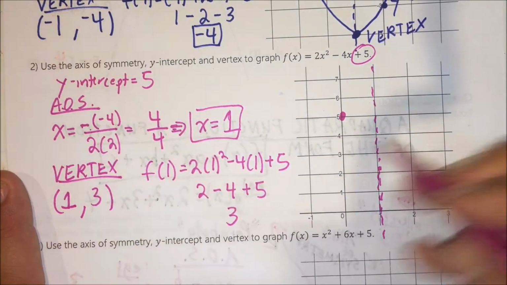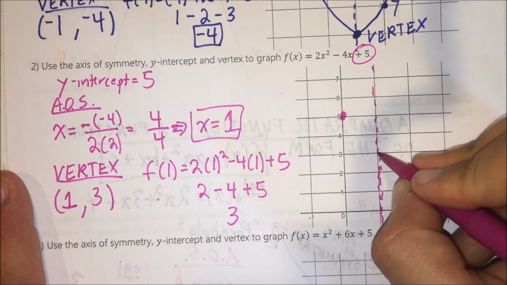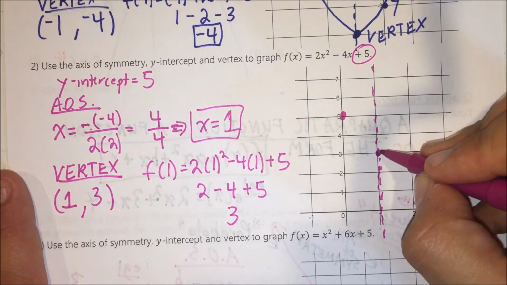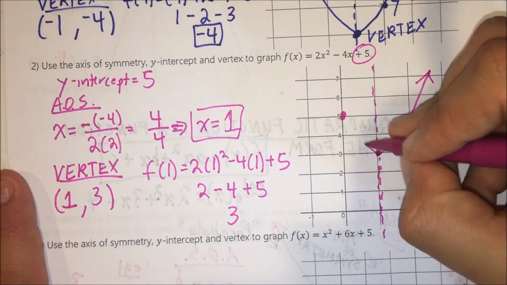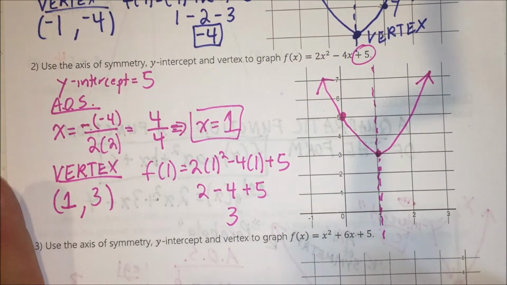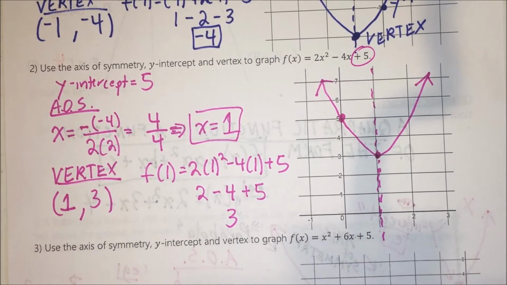So that means our vertex is going to be at x 1, y 3 right there. And then again, it sprouts from there, and it has to hit that 5. So it's going to look something like that.